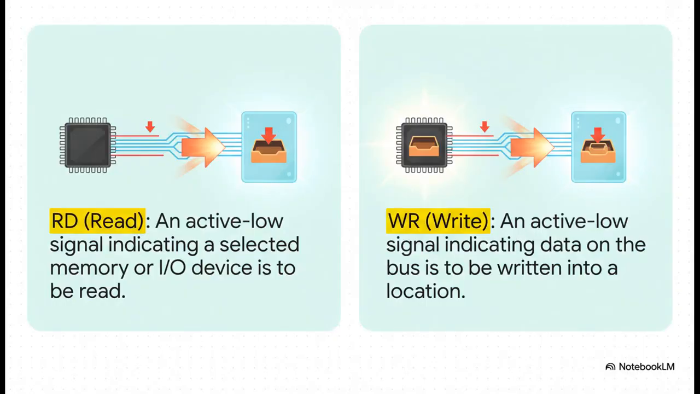Next up, we have the fundamental read and write signals. They're active low, which is just a fancy way of saying the signal is on when the voltage is low. So when that read pin goes low, the processor is telling memory, "Hey, put your data onto the bus for me." And when the write pin goes low, it's saying, "Everybody get ready, I'm about to send some data for you to store."